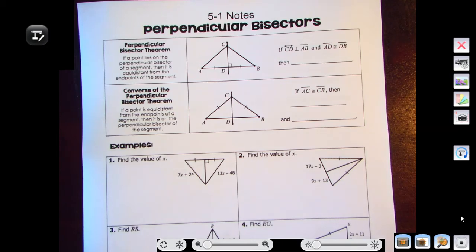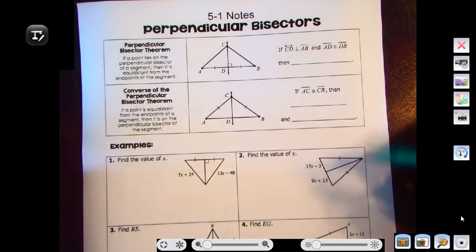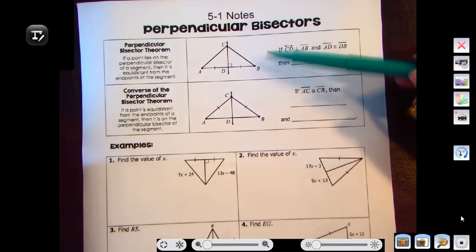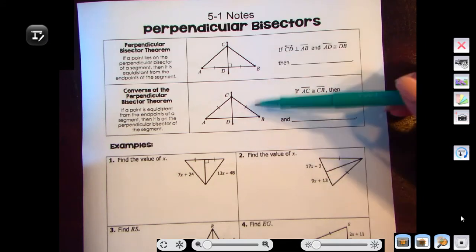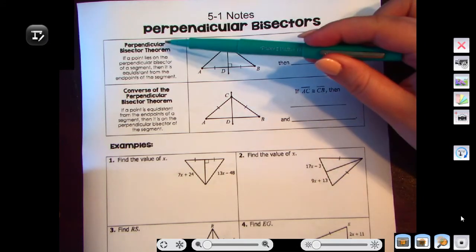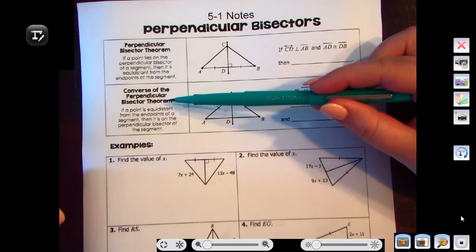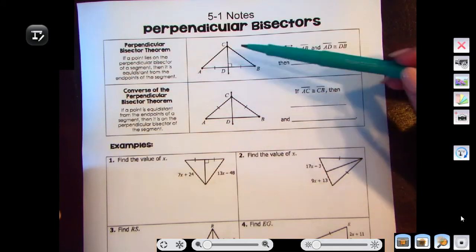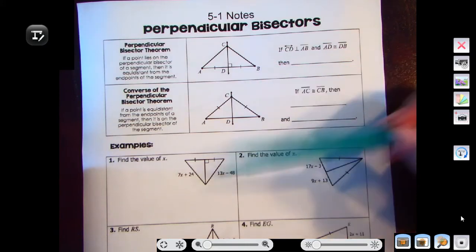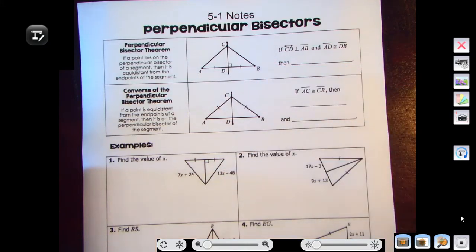So you'll see with these problems, we're really just solving equations. So it might feel like a little bit of a break for you with the new content and kind of going back to some solving equations. But our two new theorems are up here. And that's the perpendicular bisector theorem and then the converse of the perpendicular bisector theorem. And basically, we're just going to use these theorems to solve some triangle problems with variables.